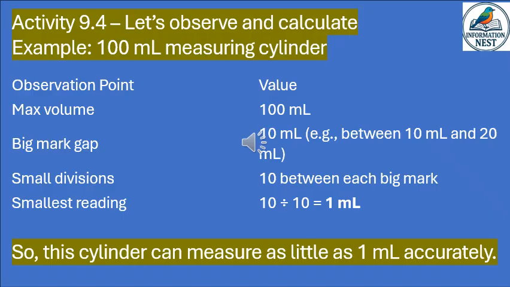10 ml divided by 10 divisions is equal to 1 ml per division. So yes, this cylinder can measure as little as 1 milliliter accurately. That is precision. Big marks equal big gulps, that is 10 ml. Small marks equal sips, that is 1 ml. This level of detail is why scientists love measuring cylinders. They are like the rulers of the liquid world.